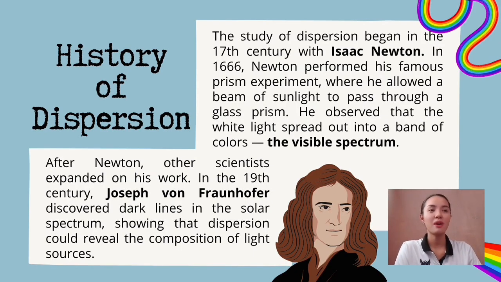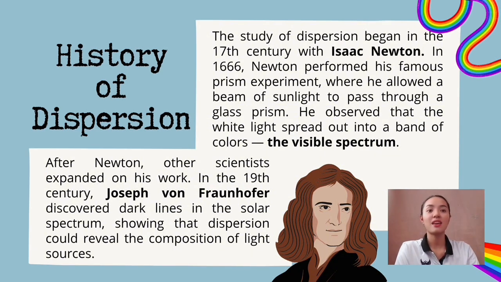Before Newton, many believed that the prism itself added color to the light. However, Newton's experiment proved that white light is actually a mixture of many colors that bend differently when passing through a prism, depending on their wavelength.